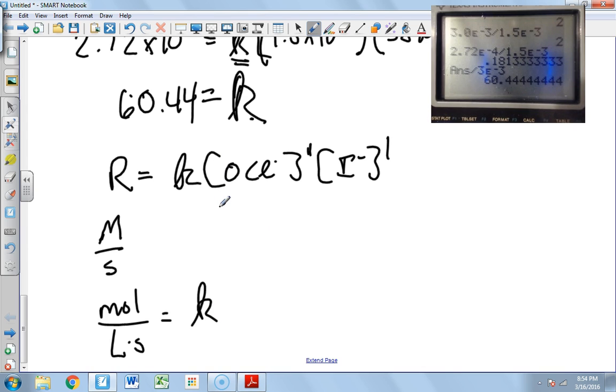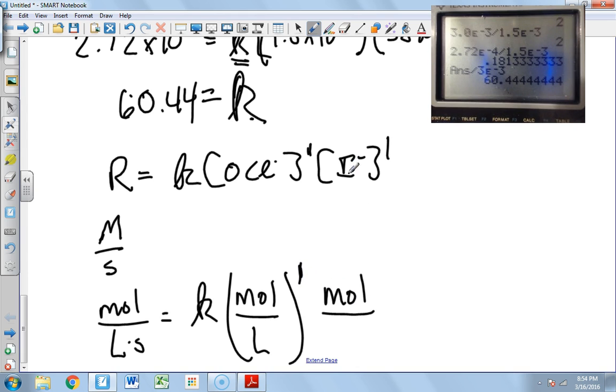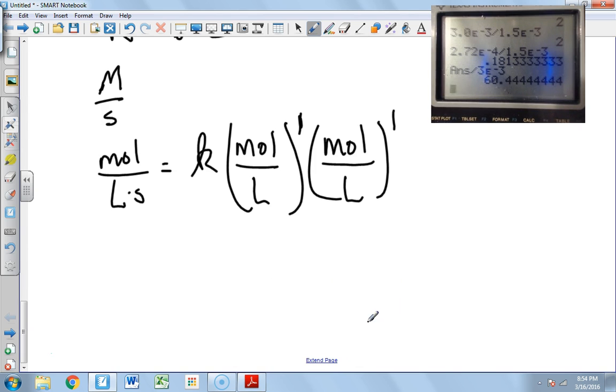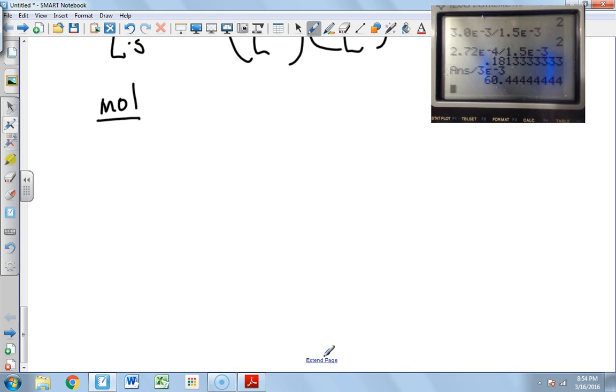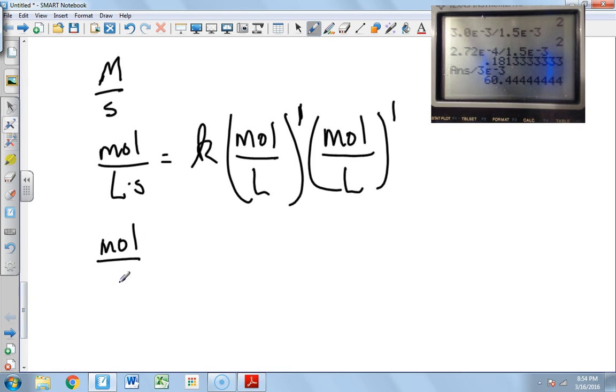What's the unit of concentration? Mole per liter. And what do we raise that to? We raise it to 1. And now we have another unit of concentration, moles per liter, and we raise that to the power of 1. Now, mole per liter second equals K times, and we're going to combine this, mole squared, liter squared.